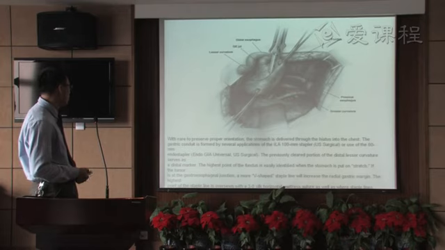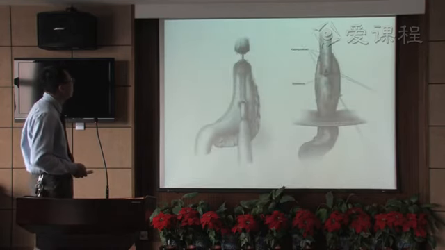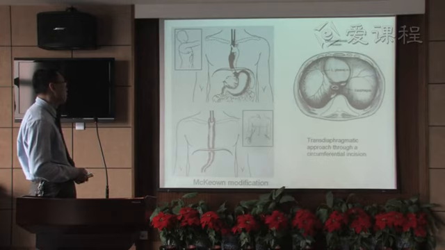The point of the stapler line is oversewn with a 3/0 silk horizontal mattress suture, as well as the staple lines. This is the anastomosis. This is a diaphragmatic approach through a circumferential incision.